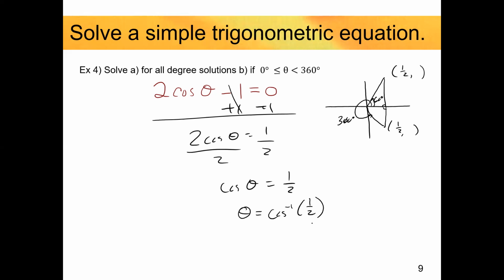But we got that here. So now let's talk about answer A. I want all the values ever that make cosine give you a 1/2 ratio. So let's see. First one is 60 degrees, right? Now I have to think about all the different ways I can go adding 360 to this guy forever. Then I have to think about all the ways of subtracting 360 forever.